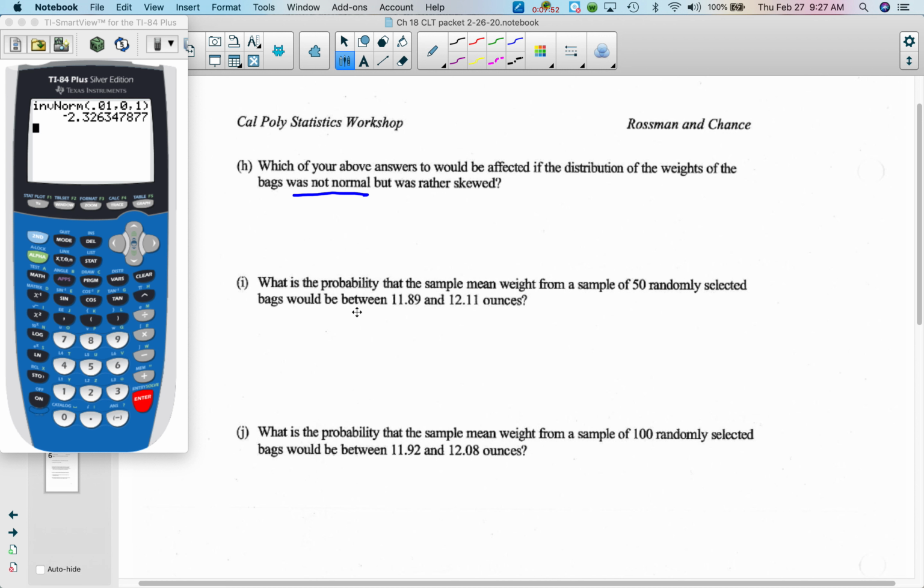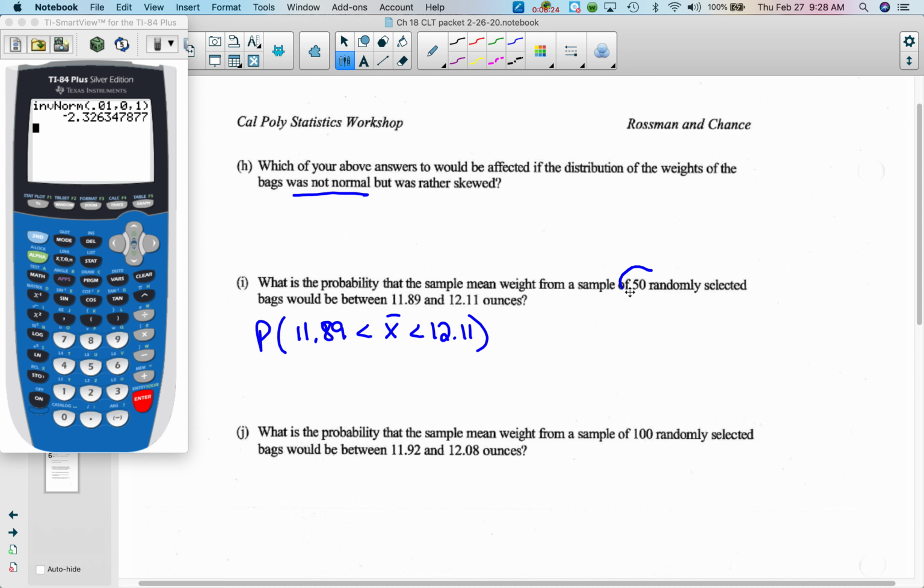Then on this next question, what is the probability that the sample mean weight from a sample of 50 randomly selected bags would be between 11.89 and 12.11? I want to come up with the symbols that you would use, what you're trying to find. You're trying to find that your x bar value is in between these two amounts. So you're going to create your normal model.